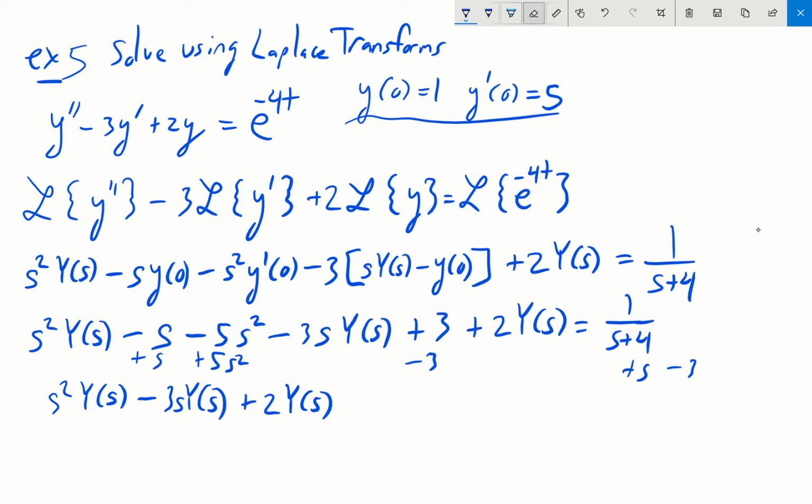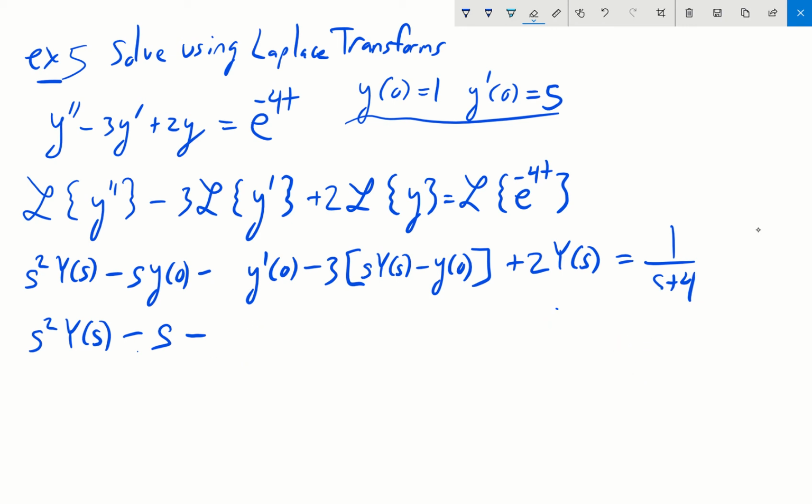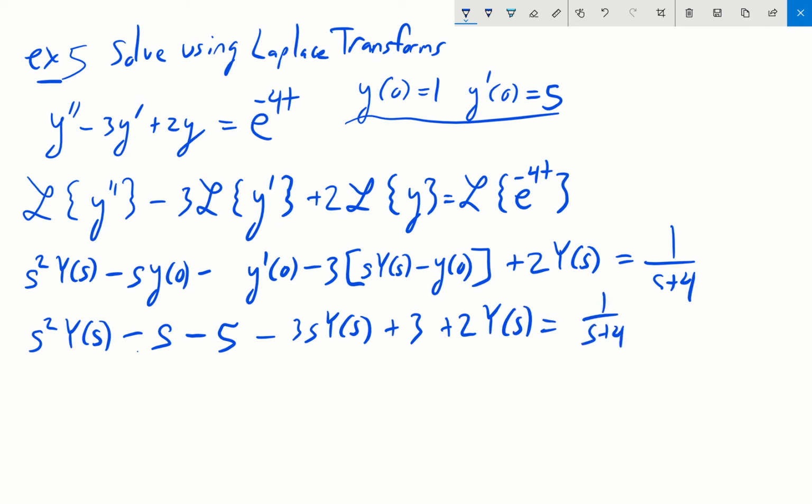Oops, and sorry, I made a mistake here. One mistake, sorry. These s's, the s's count down. There should have been no s here. Okay, so I say something looked a little bit funky in terms of what we had. My apologies. Quick rewrite here. So we have s squared minus s times 1 minus y prime of 0, which is 5, minus 3s y of s. Glad I caught it now. This was 1 we said, so negative 3 times negative 1 is plus 3 plus 2 y of s is equal to 1 divided by s plus 4.